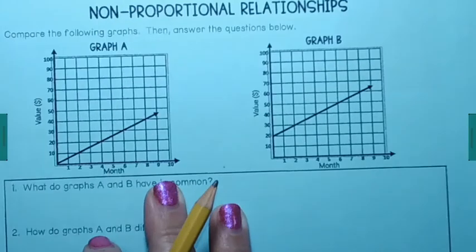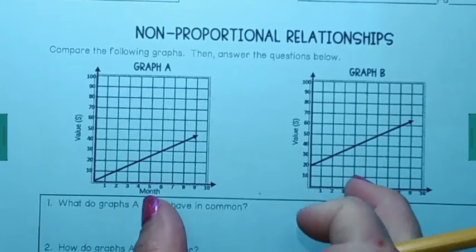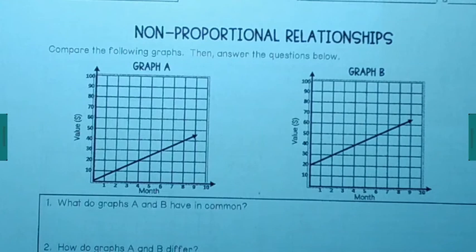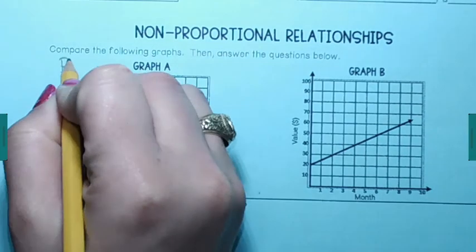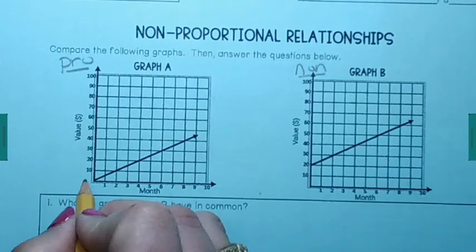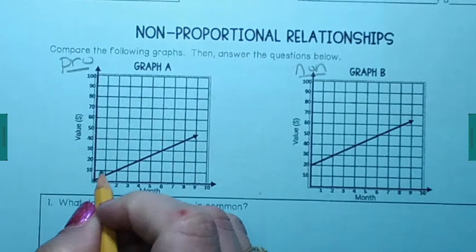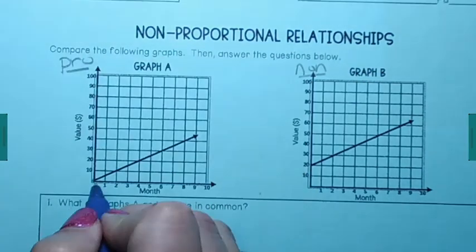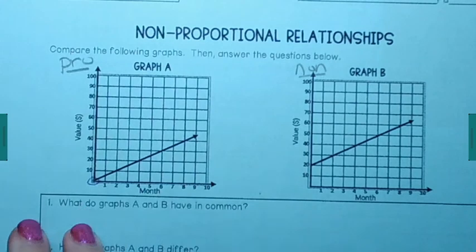Non-proportional relationships. So when we look at these two graphs, one of them is proportional and one is not. Does anybody know which one is which? A is proportional and B is non-proportional. And how do you know that? Because A is proportional because it's going through the origin, or it starts at the origin. Very good. Okay. The origin right here is 0, 0.